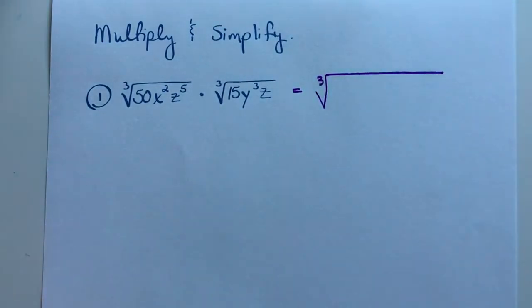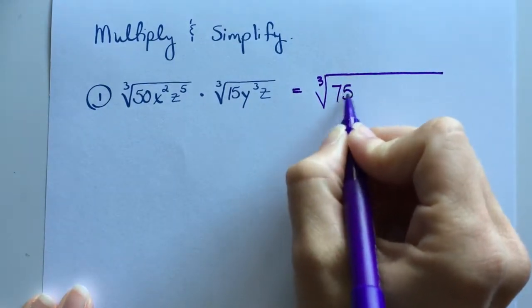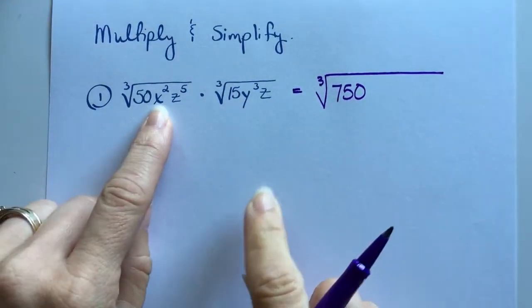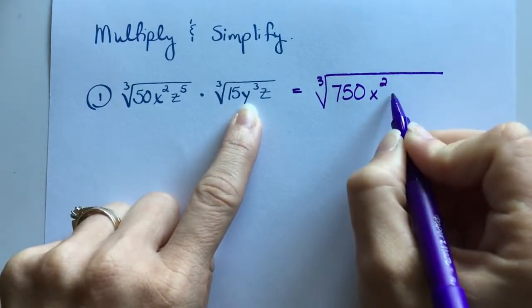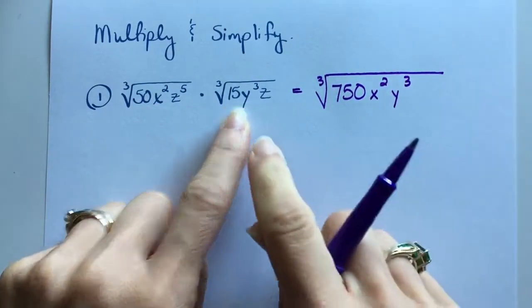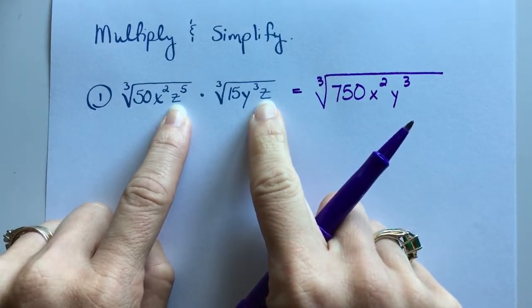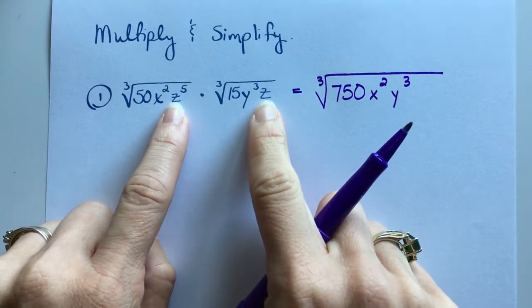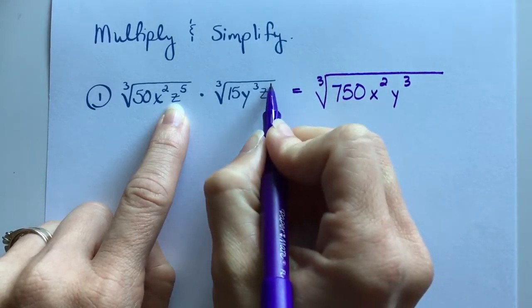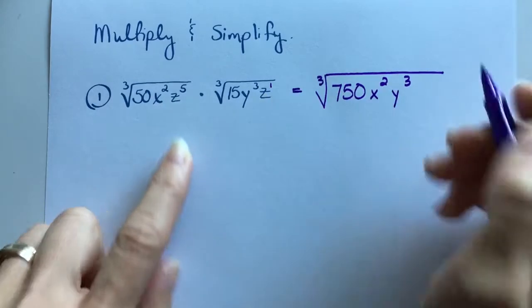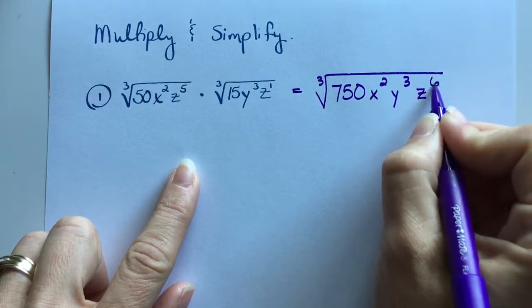So you're going to start by doing the 50 times the 15, which is going to give us 750, and then x squared, and then I've got a y cubed. Now I've got z's under both radicals, so you just multiply those together, but remember when you're multiplying variables you add your exponents, so that means that I would have z to the 6th.